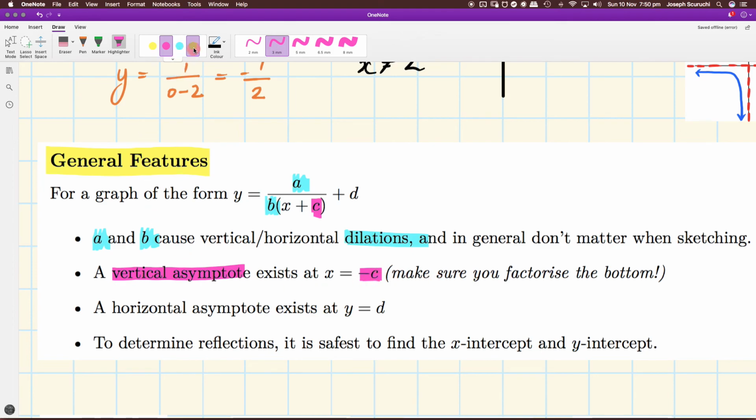Next, we're going to talk about my horizontal asymptote, which is going to be my d. D is far easier. It's just going to go up or down based on whether this is positive or negative, and this is going to tell us the value by which we're doing so. As we go through some more examples, we're going to come across reflections as well, and it is safest to find the x-intercept and the y-intercept. We're going to talk about that in our next examples. Hopefully all this has been useful to you. In the next few examples, we're going to touch upon reflections and seeing how dilations affect us as well.